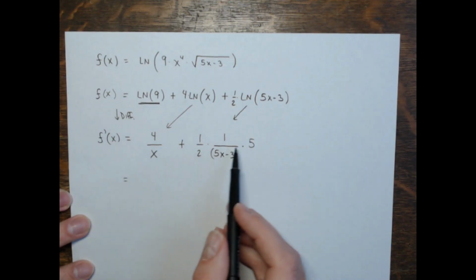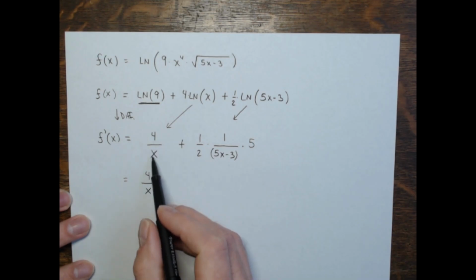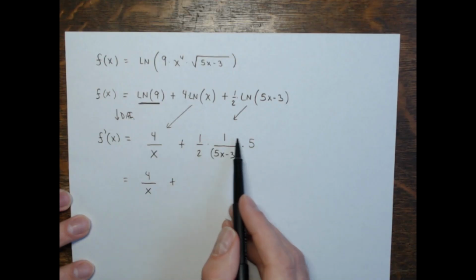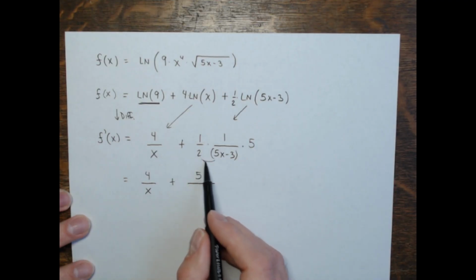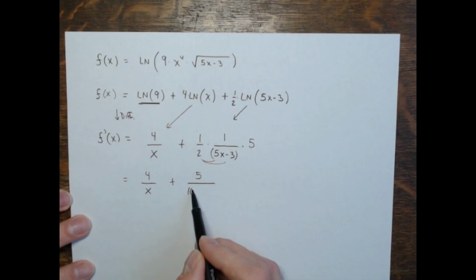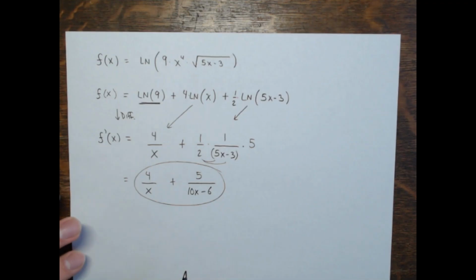All right, so let's multiply this out a little bit, just to save on some typing. We have 4 over x plus, and then the numerators here make 5. And if I multiply the denominators, you'd have 10x minus 6. 2 times 5x minus 3, right? And this is what I'm going to type. That'll be a short one to type.